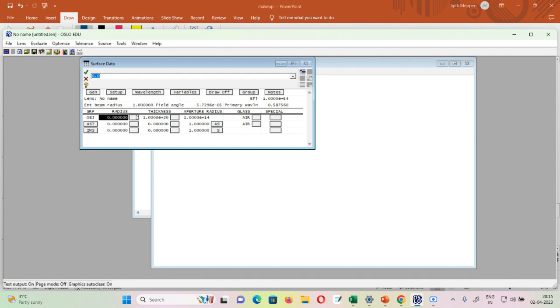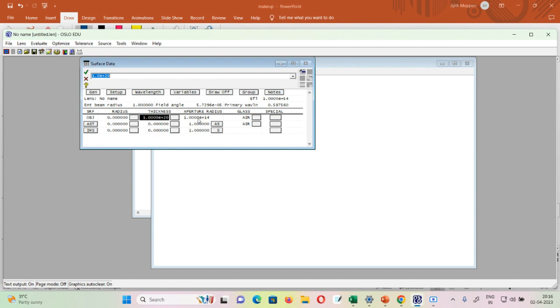And here you can see the spreadsheet starting. Object radius is actually the size of your object. The first row is dealing with your object. In the first row, this radius is your object size, and thickness is the thickness between your object and your lens, meaning this is the object distance. You can see the thickness is 1 into 10 raised to 20, which means they are considering it as infinity.